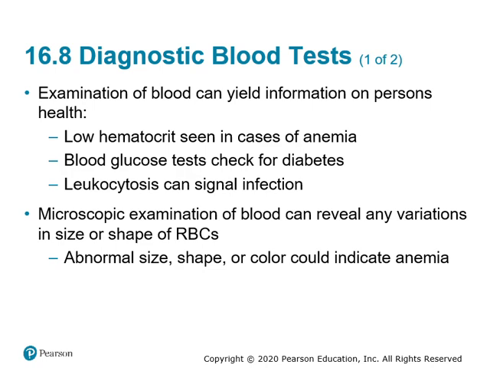There's also some diagnostic blood tests that we want to talk about just briefly. The examination of blood can yield information on a person's health. If you have a low amount of red blood cells, that's low hematocrit, that might be seen in someone that has anemia. If you have blood glucose tests, they might check for diabetes. Leukocytosis, that's an increase in the amount of white blood cells, can signal that someone has an infection. So examining the blood can give us information about a person's health. We can also do a microscopic examination of blood to look at variations of size or shape of red blood cells. Like you may be able to indicate anemia by looking for macrocytic or microcytic red blood cells.